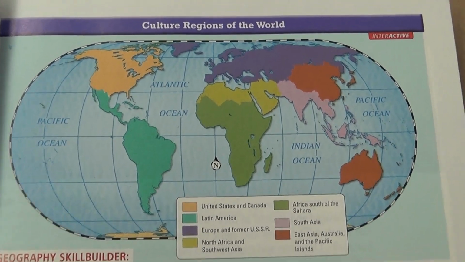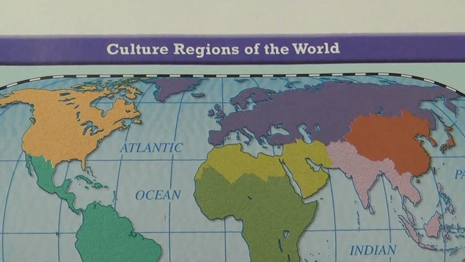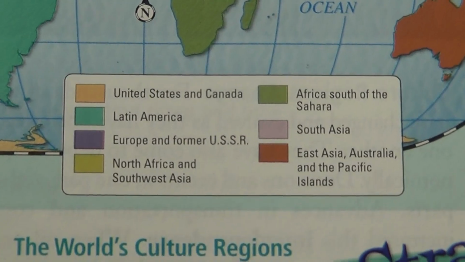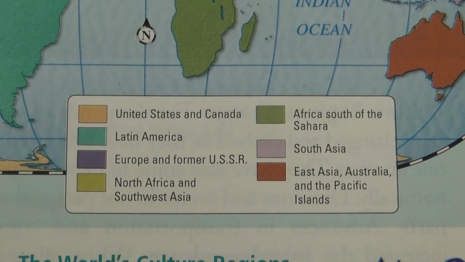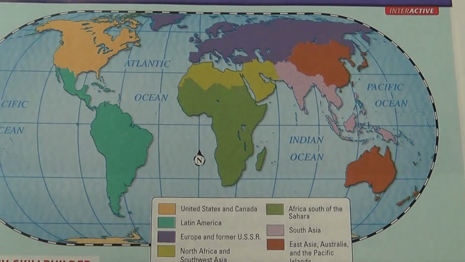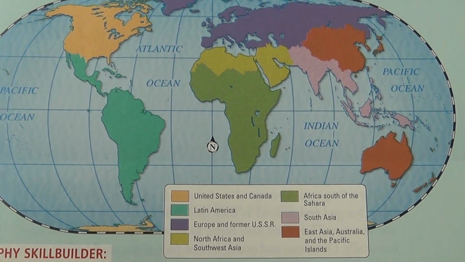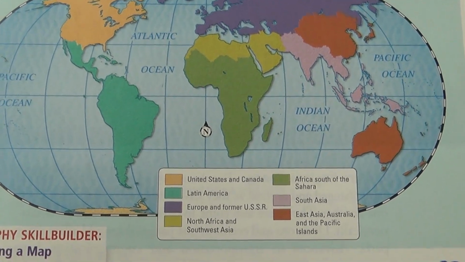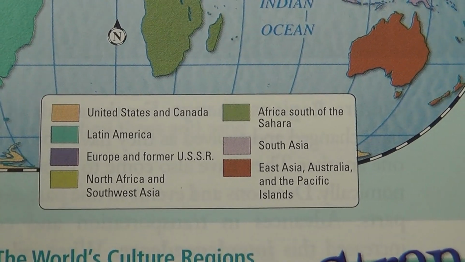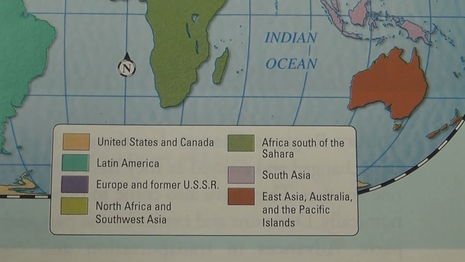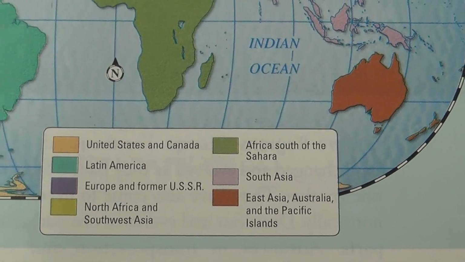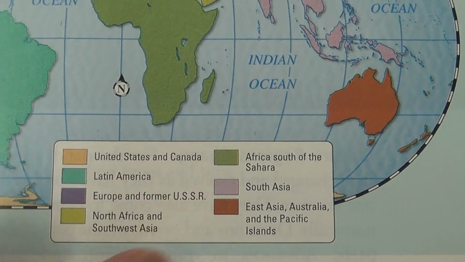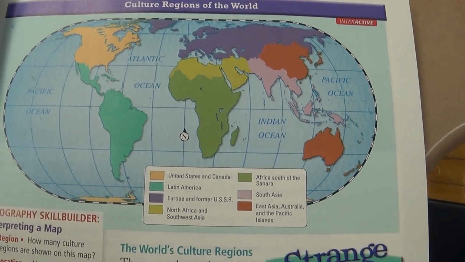So to do this, you first read the title, Culture Regions of the World. Then you read the legend. Once you've read the legend, you preview the map by matching the colors and symbols on the map with the colors and symbols on the legend. Now, each one of these colors on the legend represents a culture region, and there are 7 of them. So 1, 2, 3, 4, 5, 6, 7. So there are 7 culture regions of the world.